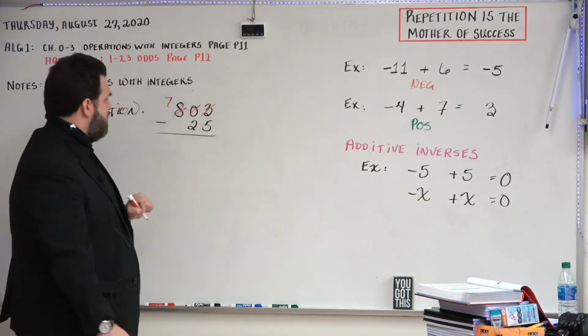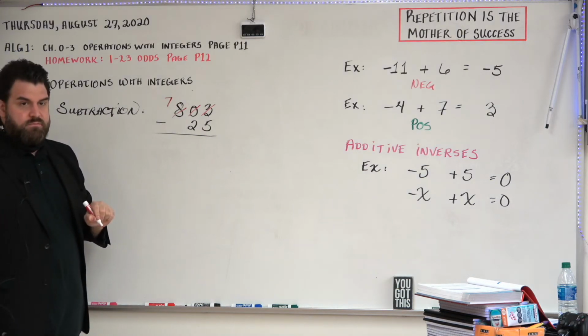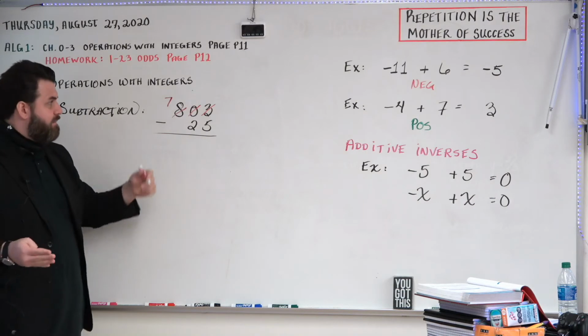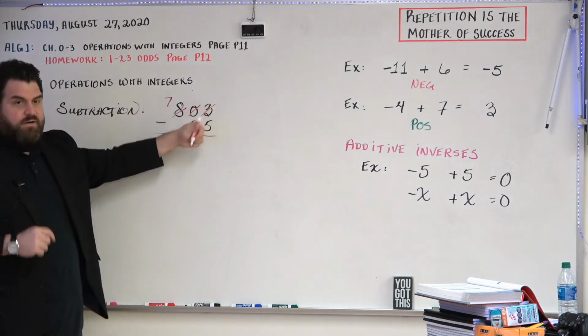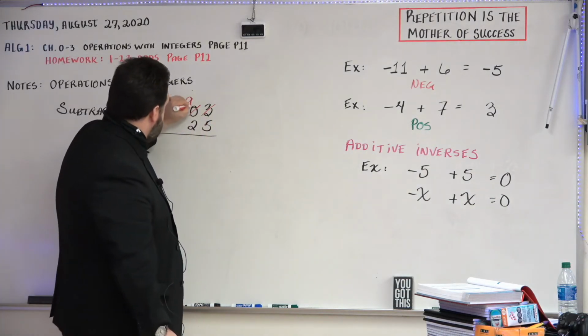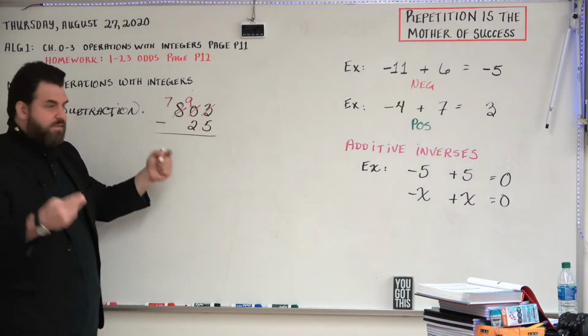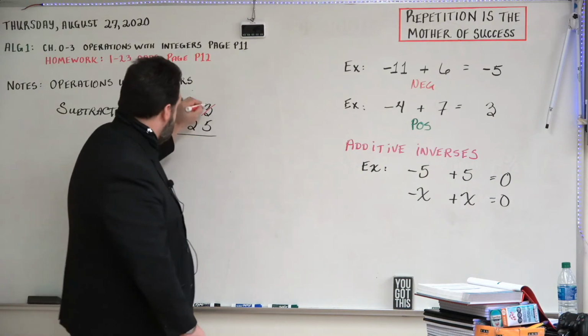Now what do I make the 0? I make it a 10, but then I make it a 9 because I need to borrow 1 to go over here. And then what does this become? I add 10 to the 3 to make a 13. Great job.